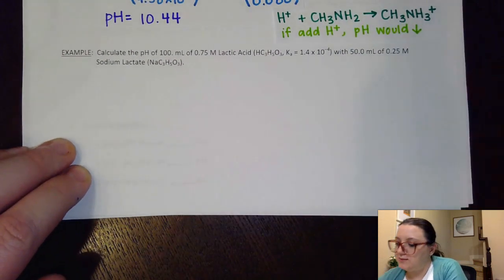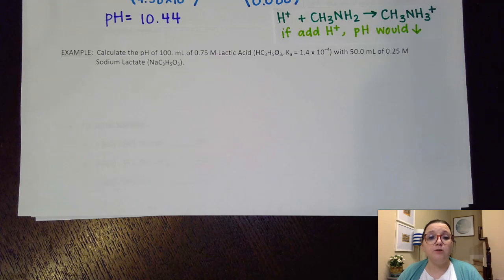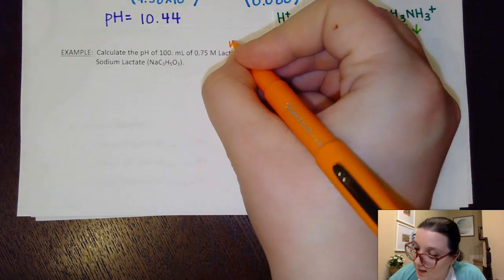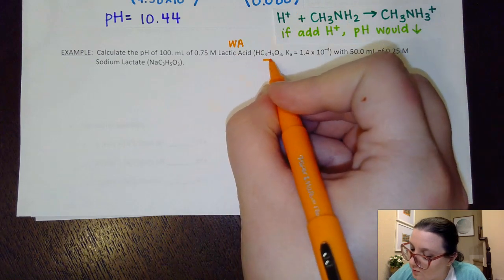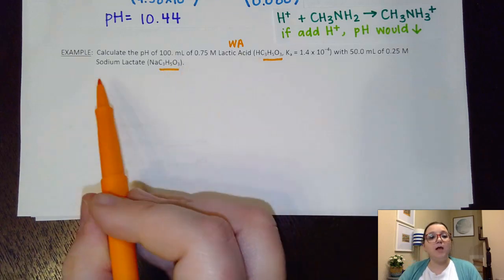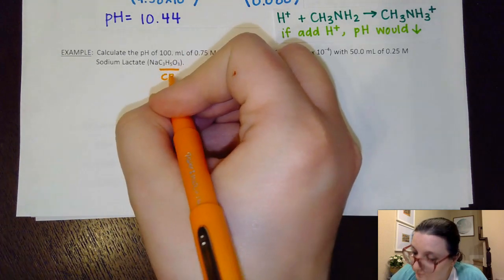The next one says that it wants us to calculate the pH of 100 milliliters of 0.75 molar lactic acid with 50 milliliters of 0.25 molar sodium lactate. So of course, lactic acid here, being not on the strong list, is one of our weak acids. And we see that C3H5O3 in it along with the H+, and we see that piece in common over here. So this sodium lactate is containing our conjugate base.